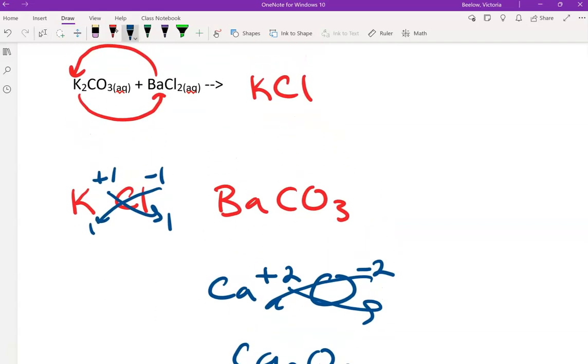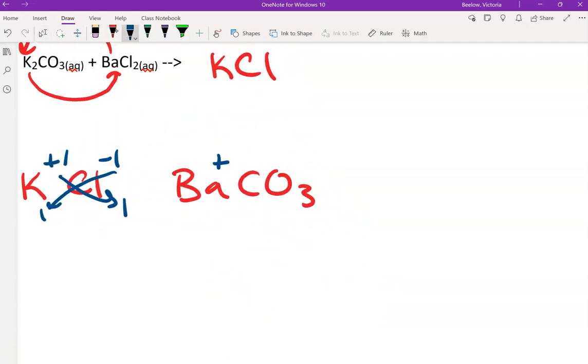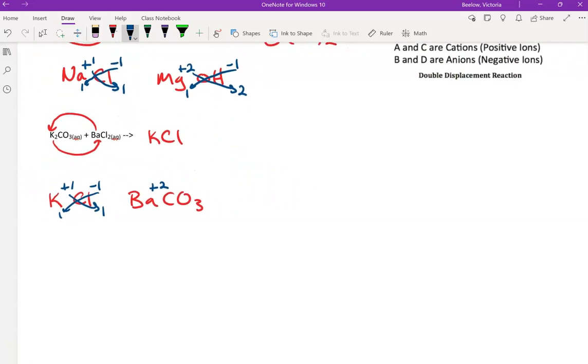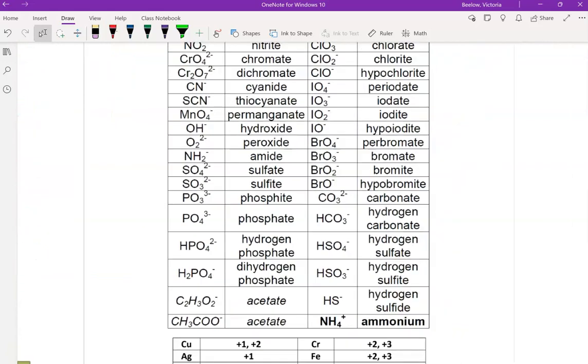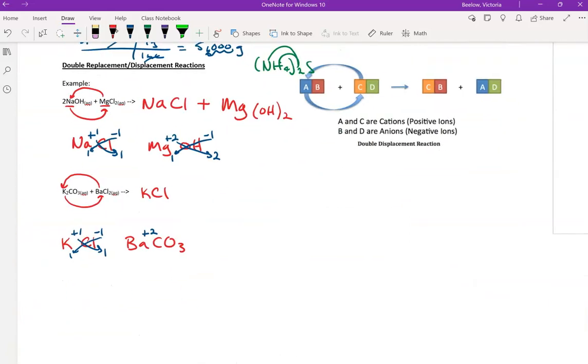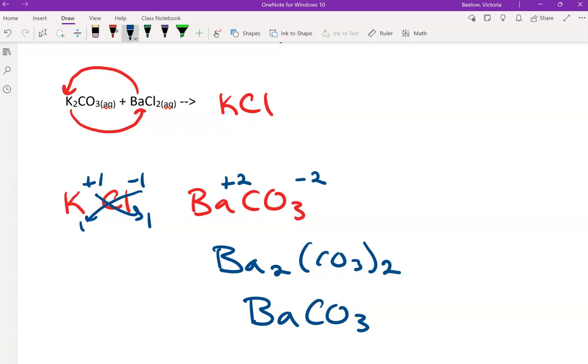Next, we have Ba and CO3. So actually, this is a good example of this, because Ba has a charge of +2, and CO3, which is right here, carbonate, has a charge of -2. Now again, since they both have the same charge, some of you might think, oh, I would write it like this. However, they both have the same charge, so we're just going to simplify it to this: BaCO3.